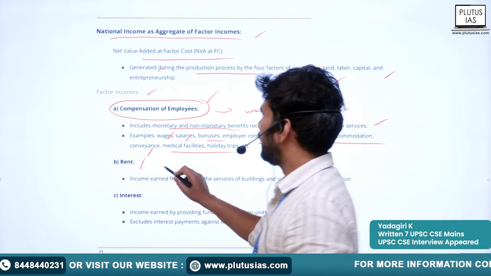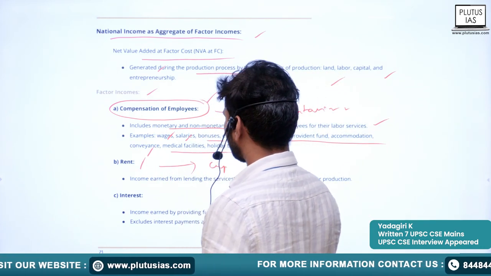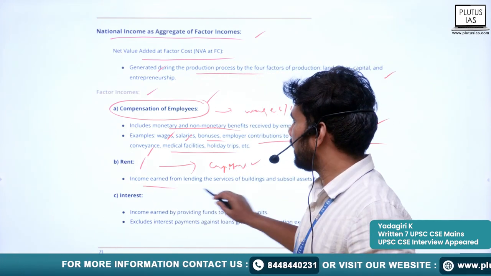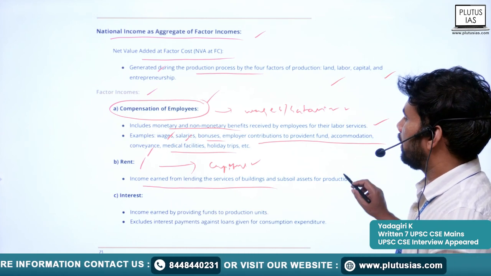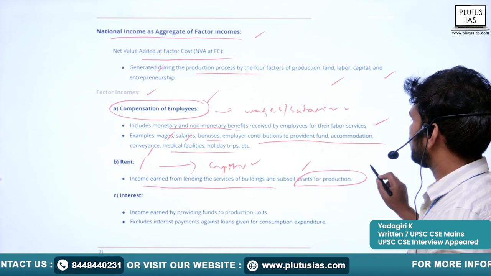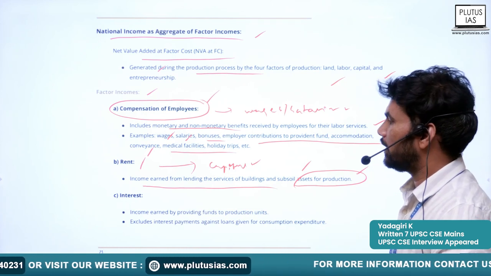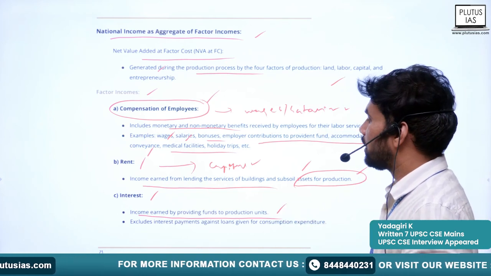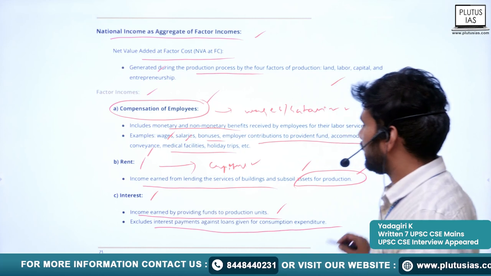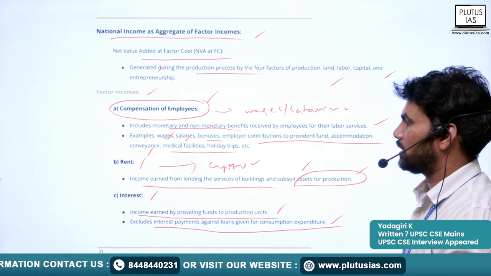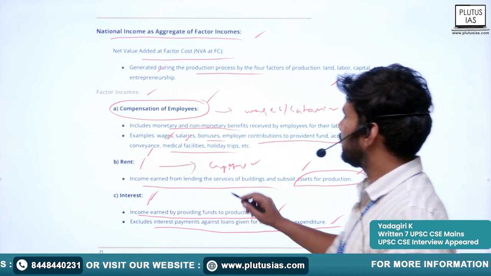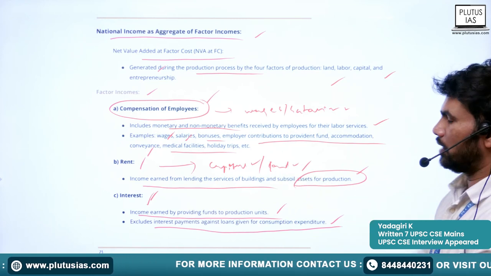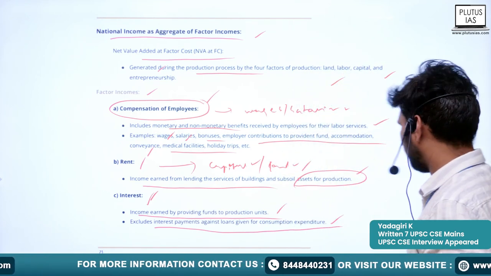Next one is rent. Rent is income from lending the services of buildings, land and subsoil assets for production, in both monetary and non-monetary form. Next is interest. It is income earned by providing funds to production units. It excludes the interest payments against loans given for consumption expenditure. Rent generally also comes from land that is leased for production activities.